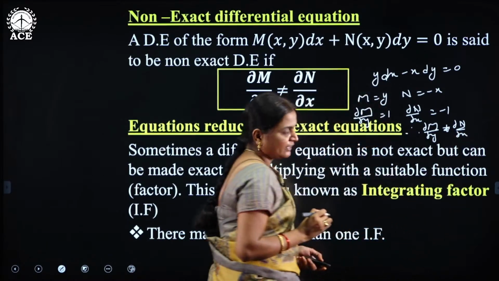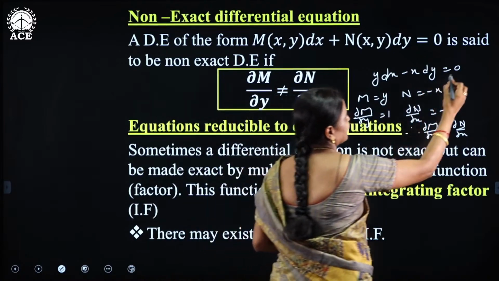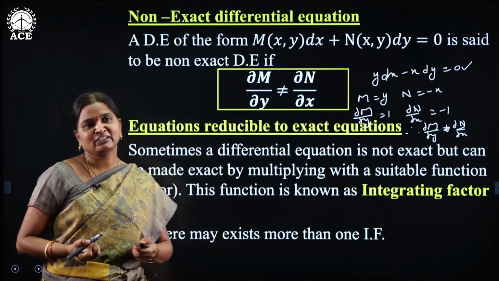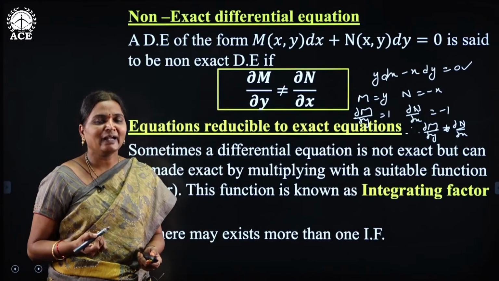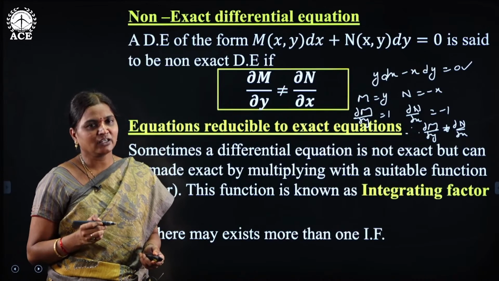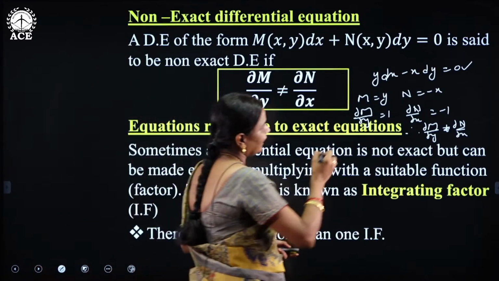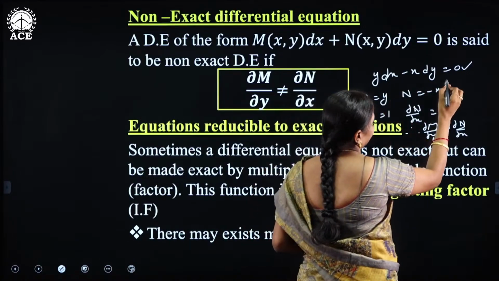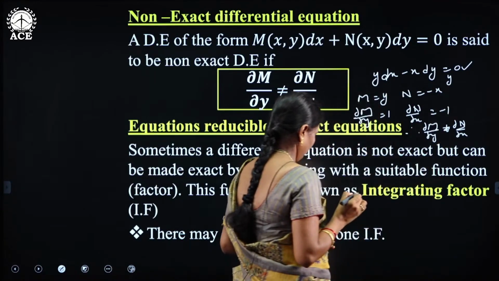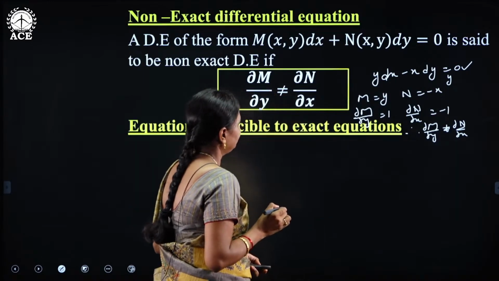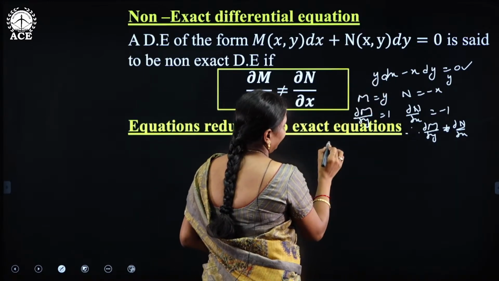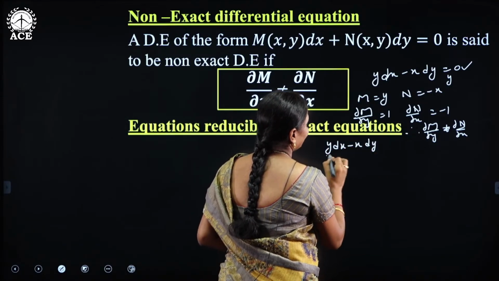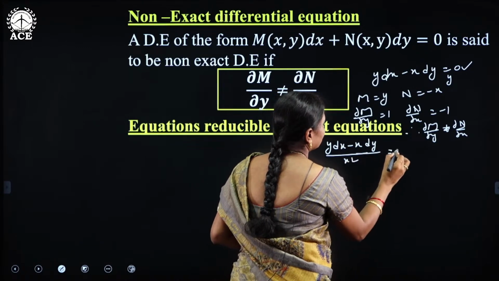When this is not equal, then this differential equation is called a non-exact equation. How to reduce that non-exact differential equation into exact? By multiplying with a suitable function or factor. Suppose here I am dividing this entire equation with x square. So if we divide with x square, so y dx minus x dy by x square is equal to 0.